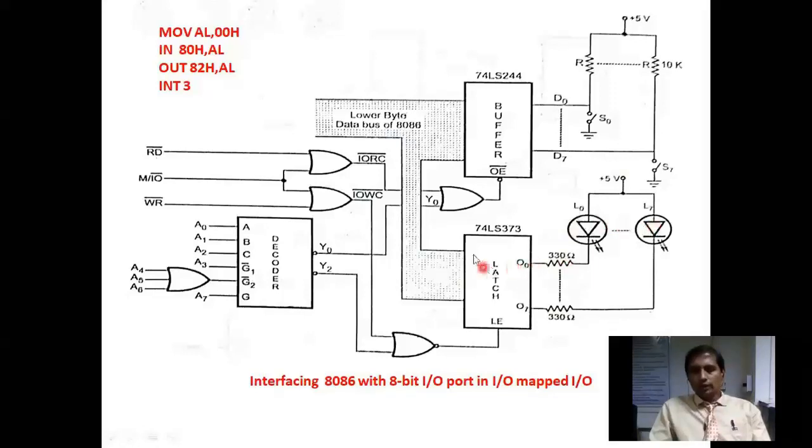So the buffer simply receives the data from the switches and that information is given to the lower byte of the processor, and the processor transmits the same data to the latch. The latch takes that information from the processor and transmits the same data to the LEDs.